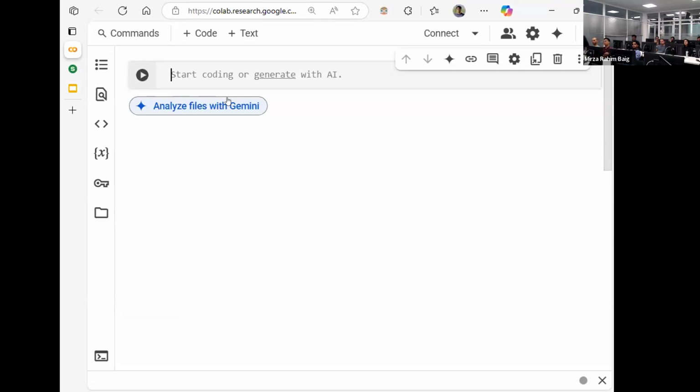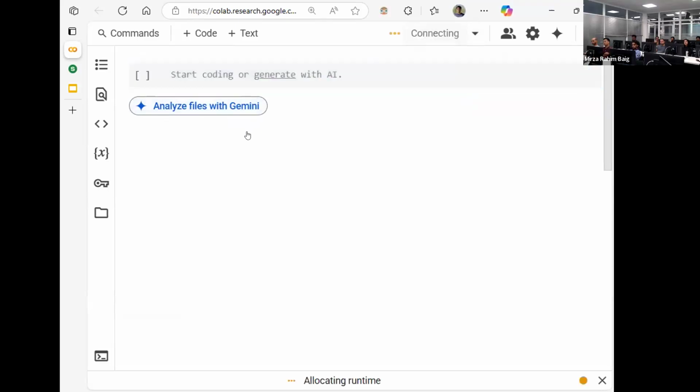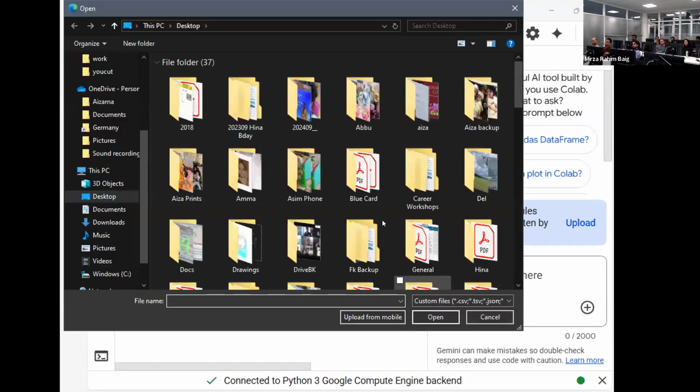So what I'm going to do is this. It's a small thing. It's not technical. You don't need to worry about the code or anything. I just started this thing. I'm connecting to the server, so to say. And anyone can do this right now, by the way. Take this and connect with whatever you want. And instead of writing code myself or figuring out what to write, I'm going to say analyze files with Gemini. It's a button which is very prominent. You can't miss it.